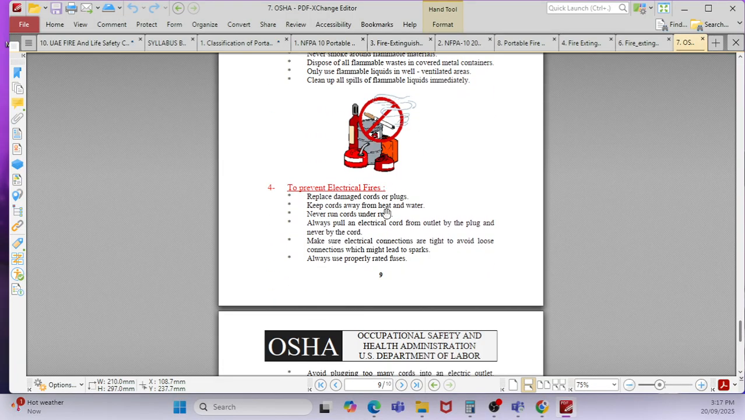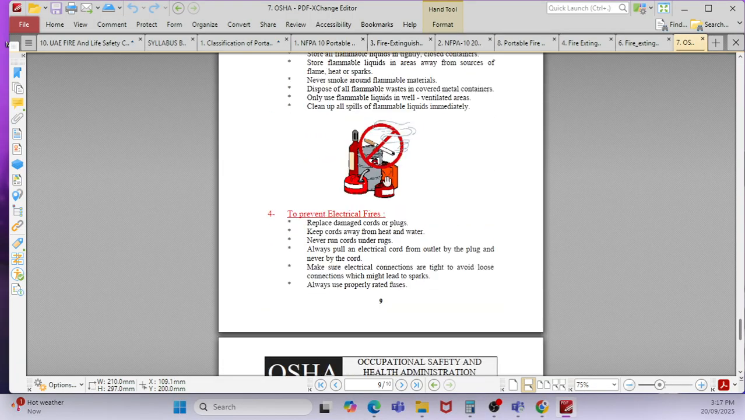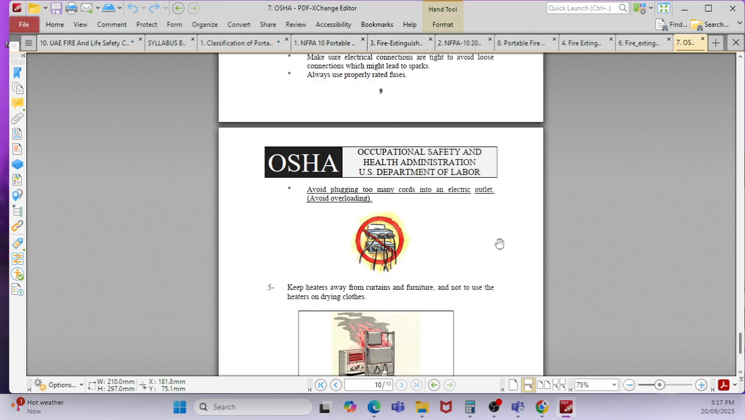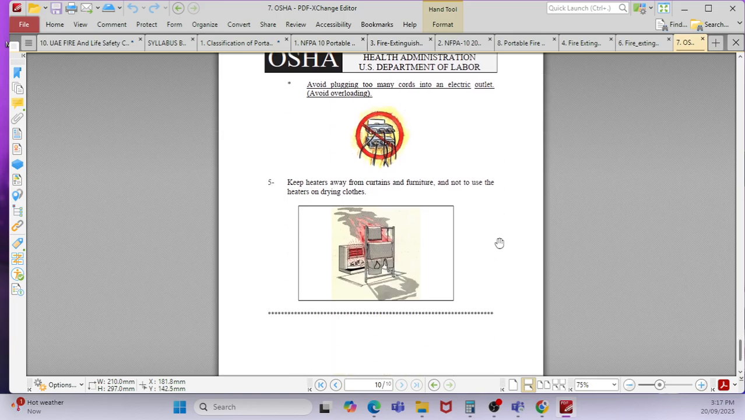Okay, so here are some instructions given here. Don't keep anything on the extinguishing material. Keep heaters away from curtains and furniture.